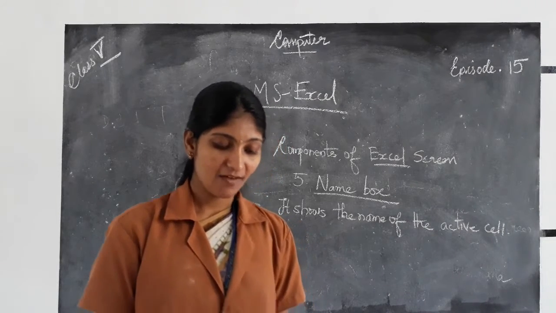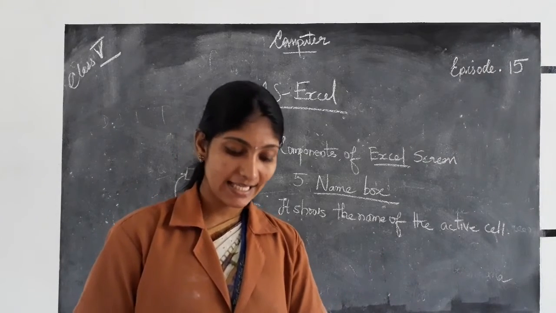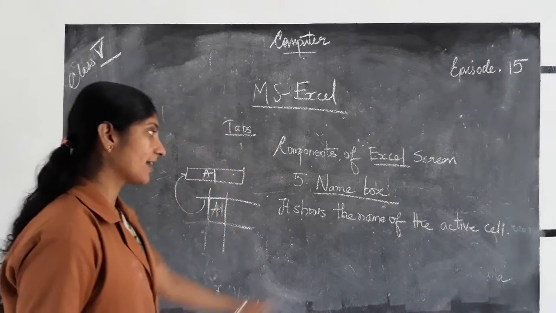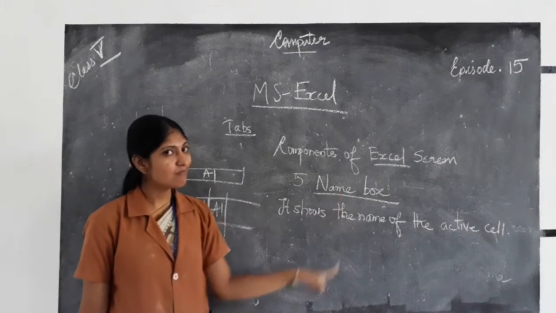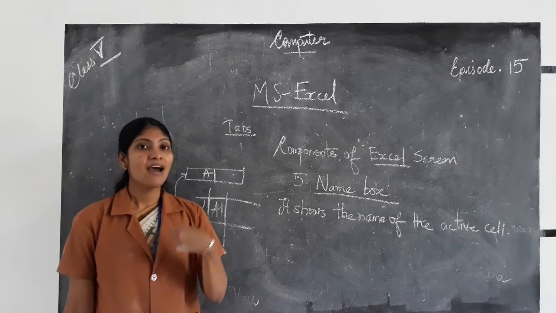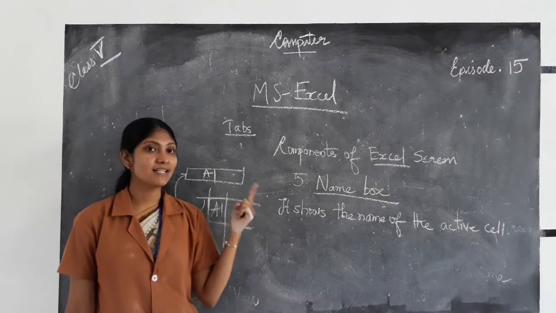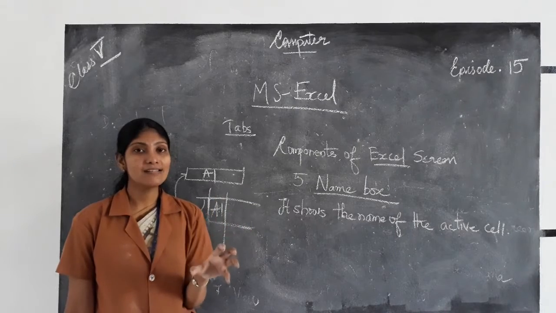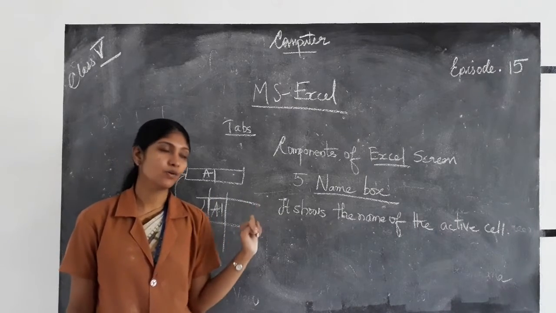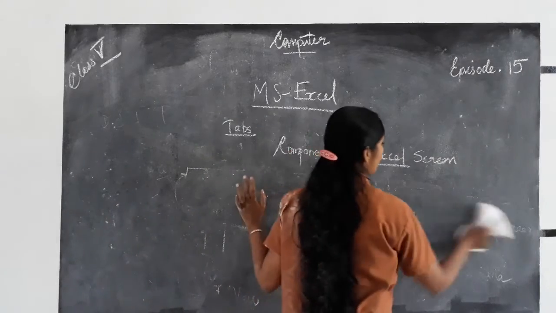Formula bar means when you click on a cell, you can see and edit the contents in the formula bar. Here we can see the name of that active cell. And when it comes to formula bar, what does it represent? It shows the content you have entered on the formula bar. So sixth component is formula bar.